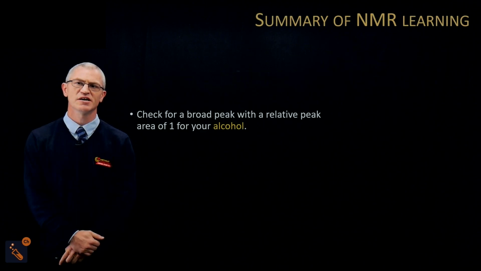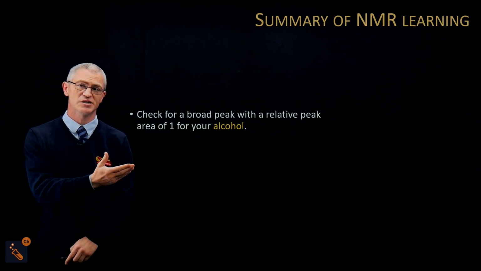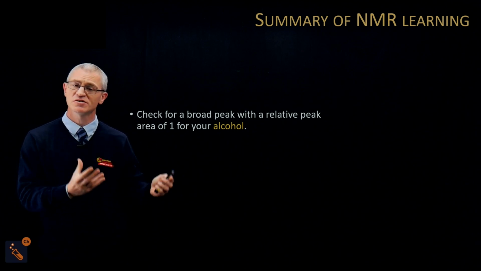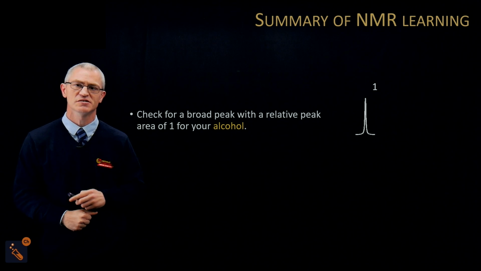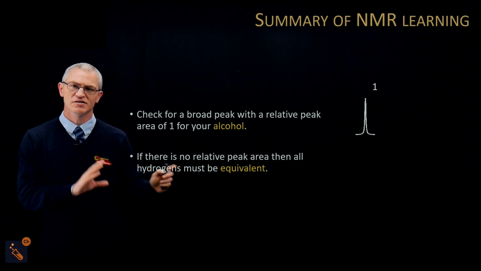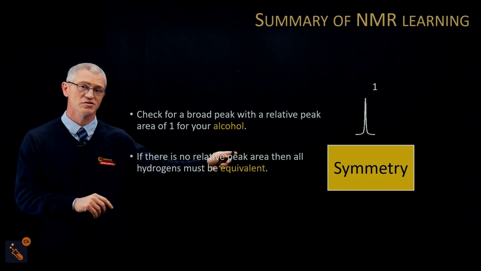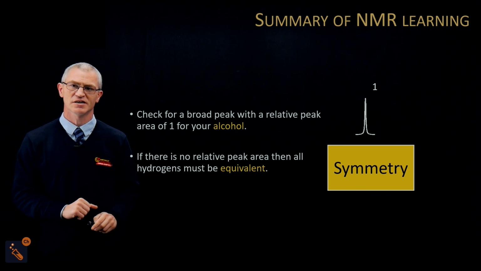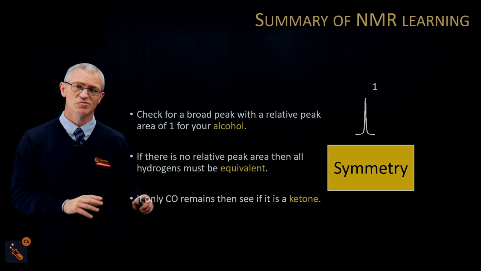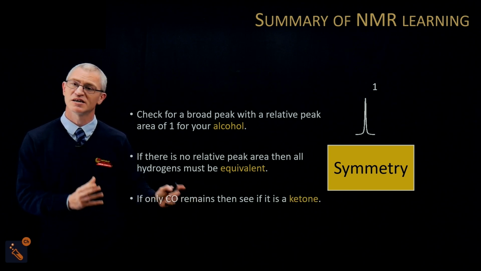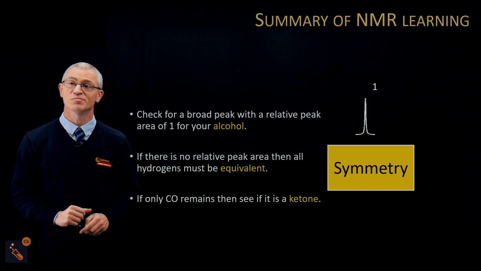In this NMR, we have looked for a broad peak with a relative peak area of 1 for the alcohol because we had an oxygen, so that's something you always need to do. And there is your peak that you'd normally see. Now, there's no relative peak area, so the hydrogens must all be equivalent, so we then also looked for symmetry. Knowing that there was no alcohol, we looked at what remained and it was CO, and therefore we saw that it could be a ketone.